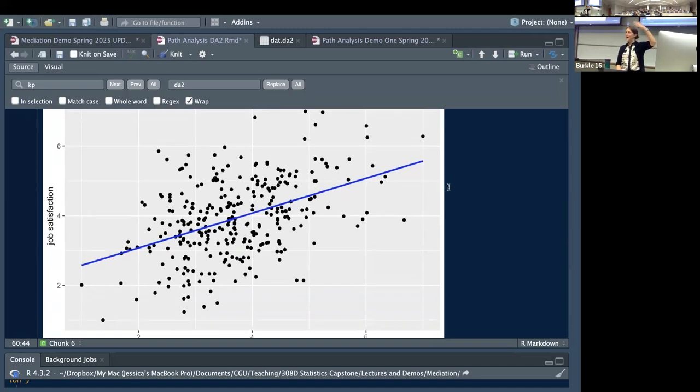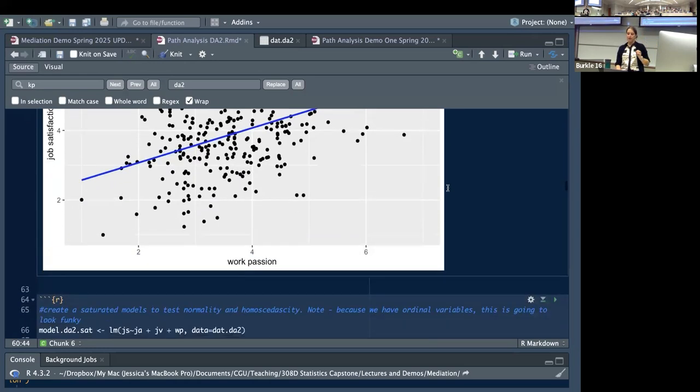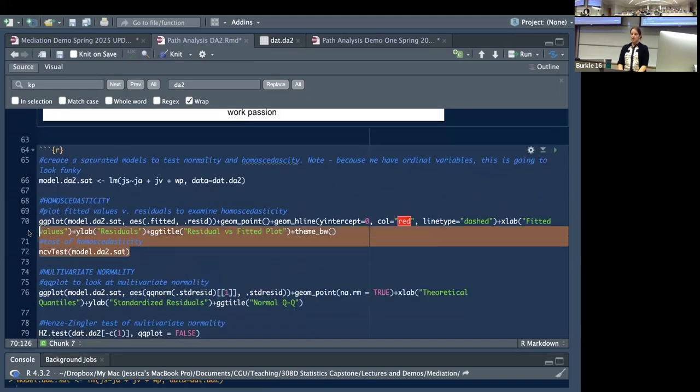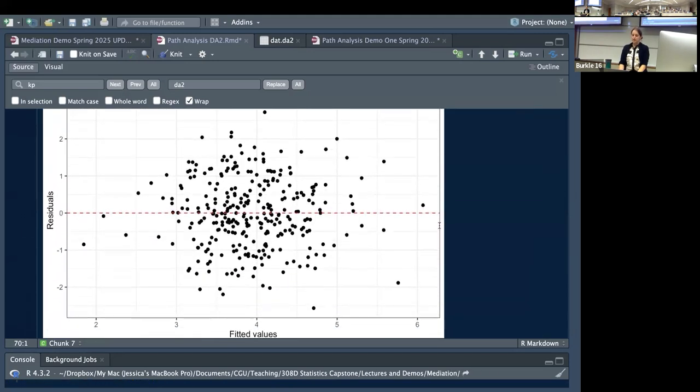Come on, it's been a whole module. You can say it. Homoscedasticity. Good. Homoscedasticity and multivariate normality. So in order to do that, I need to create a saturated model, right? A model that predicts job satisfaction from my 3 predictors. And then I'm going to go ahead and run homoscedasticity first. And let's take a look, right?